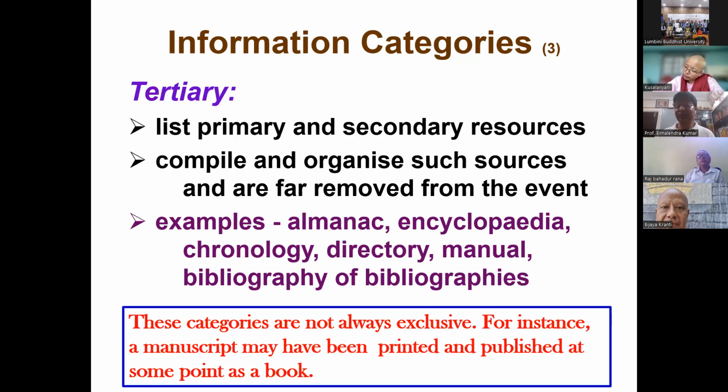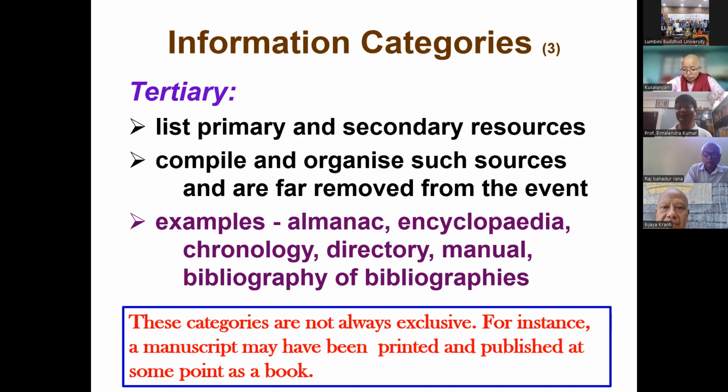Now there is another kind of information, which is called tertiary sources. They list primary and secondary resources. Tertiary information also compiles and organizes such sources and is further removed from the events. Examples are encyclopedias, chronologies, directories, manuals, and bibliographies of bibliographies.